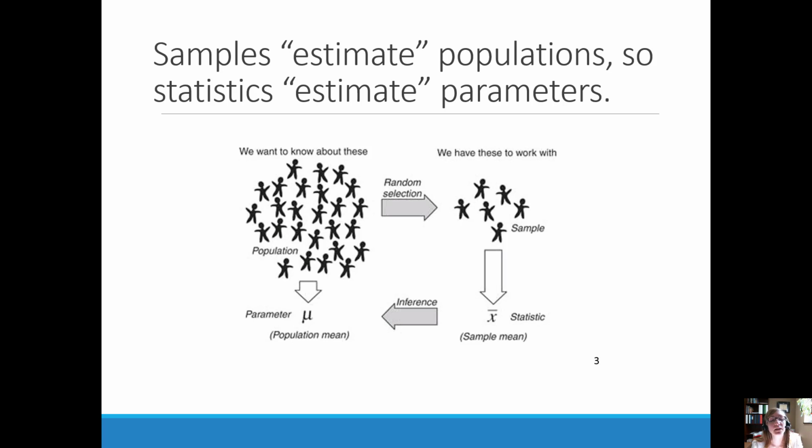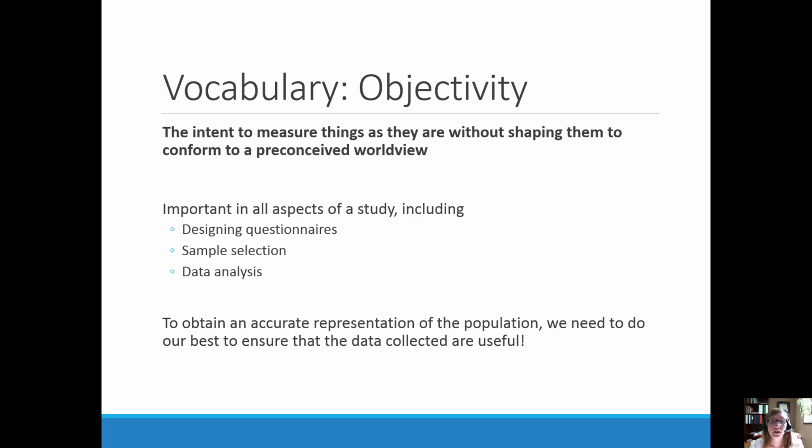Basically, this graphic is a summary of statistical inference, which we will talk more about in the next 2 lectures. We want to know about the population, so we use random selection to select our sample. From our sample, we obtain a statistic, in this example, our sample mean, which we can use to estimate the parameter, the population mean. Objectivity is also important in statistics.